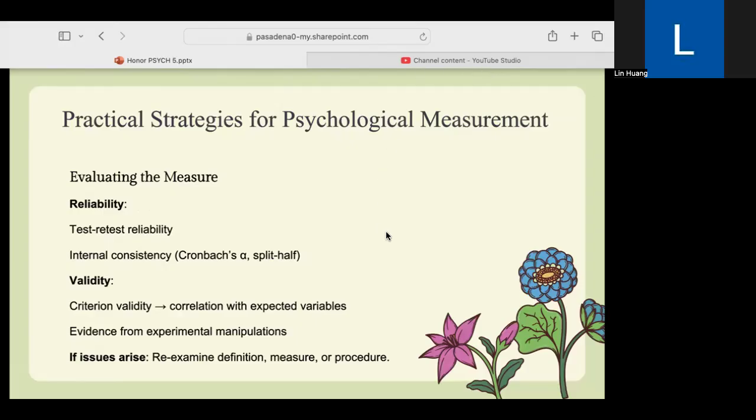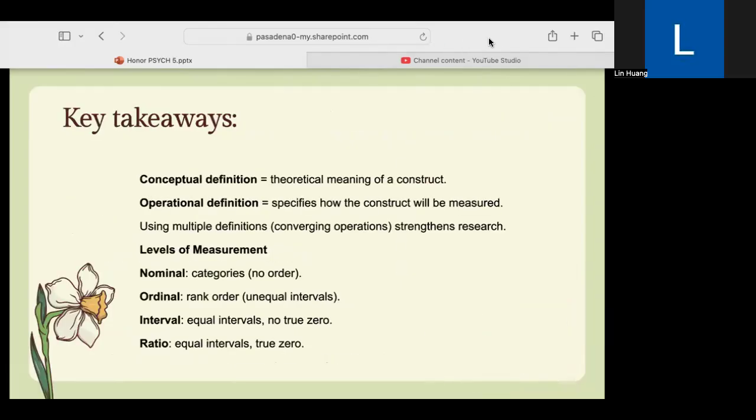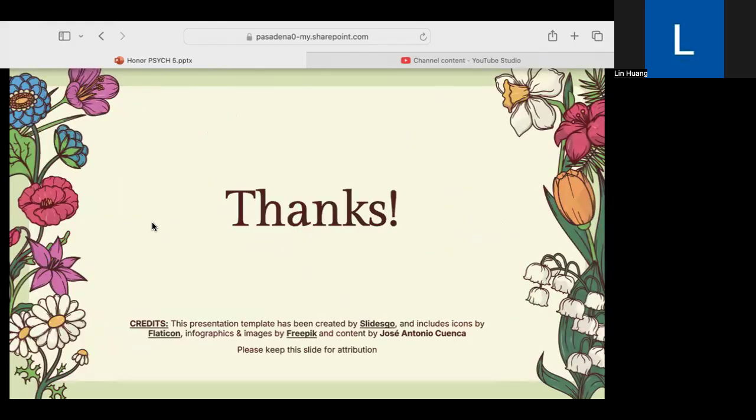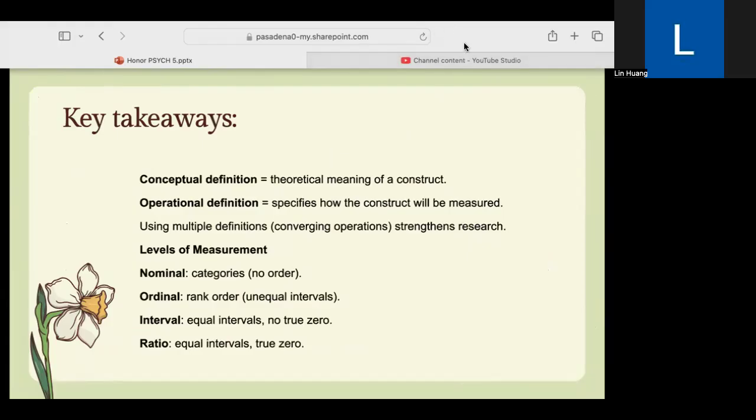Okay, to wrap it up, first we talked about two definitions. One is conceptual, which is the theoretical meaning of a construct, and the second is operational definition, that is, specifying how the construct would be measured. When we are using multiple definitions, we call it converging operations. It will strengthen the research.